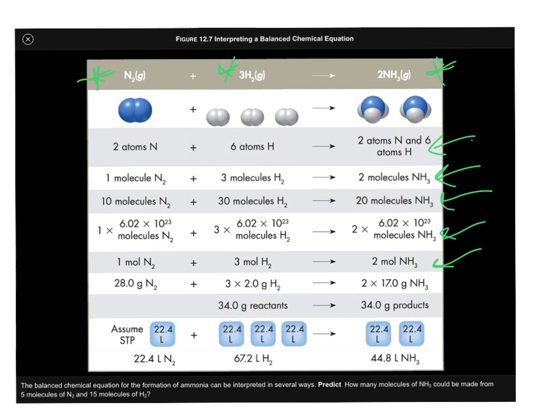And finally down here, they multiplied each by the molar mass taken from the periodic table. The unit for molar mass is grams per mole. So when you multiply 1 mole of nitrogen by its molar mass of 28 grams per mole, it represents 28 grams of nitrogen. And when you do this for the other reactant and the product, you end up with the mass of the reactants equaling the mass of the products.